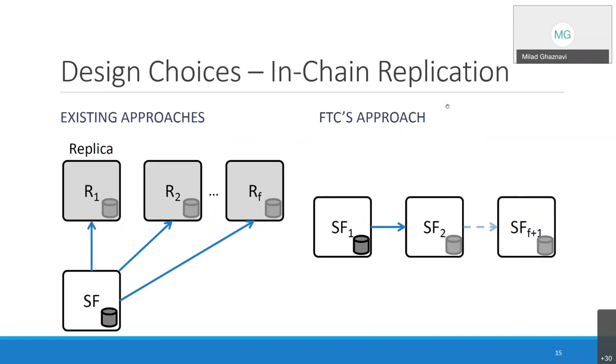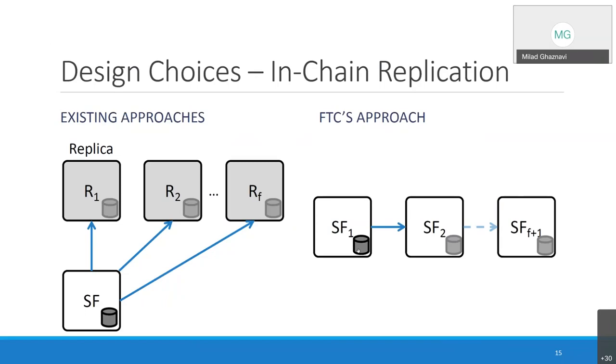As I mentioned before, in the existing approach to provide fault tolerance for a service function, we replicate the state of the service function in separate replicas across the network. We wait for their acknowledgement, and then at that time, we can release any packet that has modified the state. But in our system, we use the chain itself to make the chain fault tolerant.